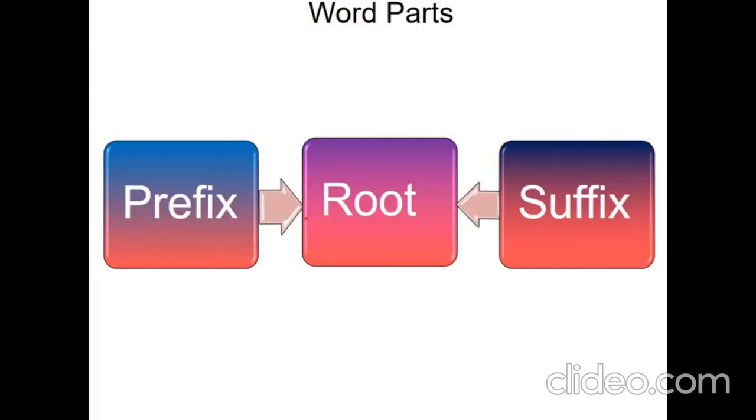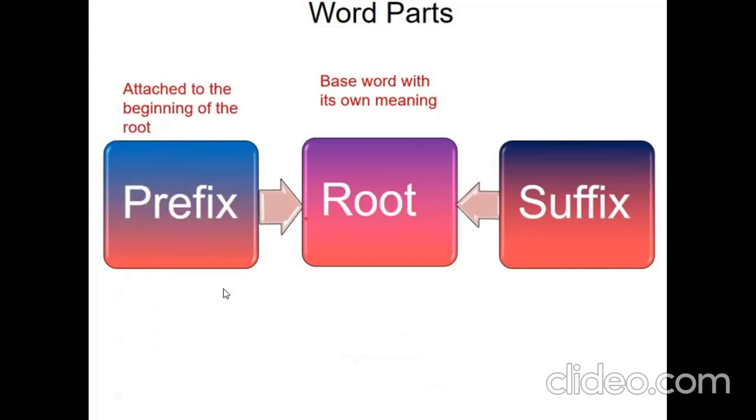The root word has its own meaning. The prefix is attached to the beginning of the root and it changes the word's original meaning. The suffix is attached to the end of the root and it also changes the word's original meaning. Please note that many English words have been formed by combining parts of older English, Greek, and Latin words. If you know the meanings of some of these word parts, you can often guess the meaning of an unfamiliar English word, particularly in context.